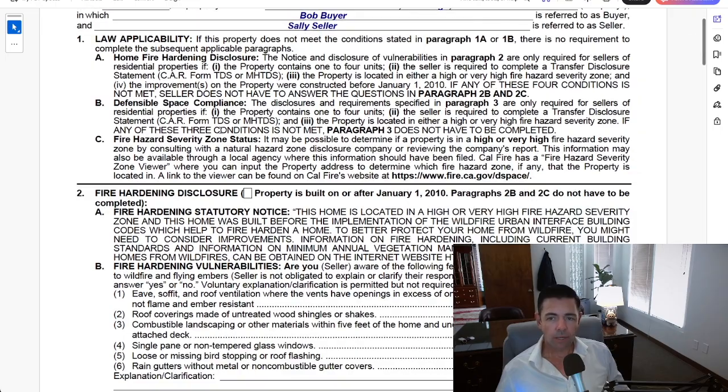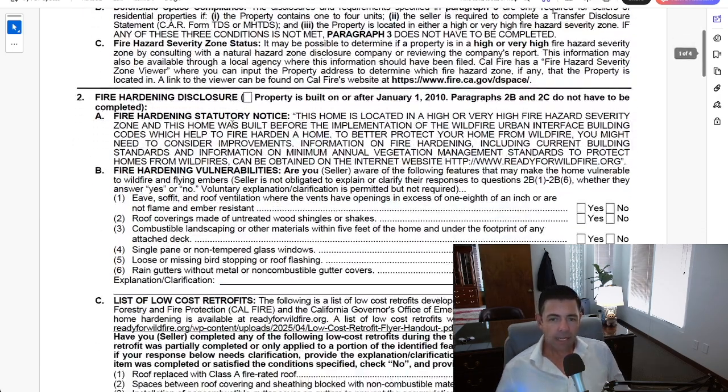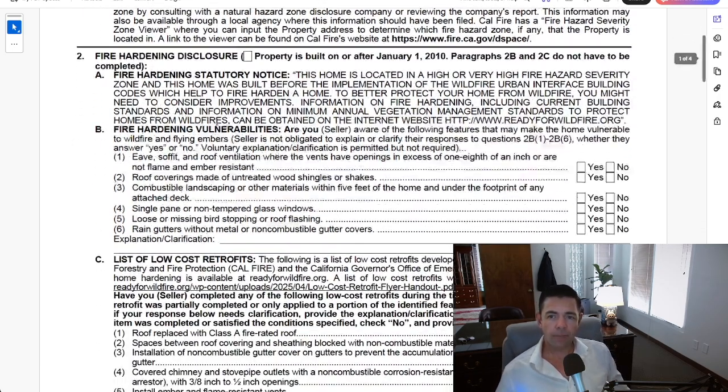Now we scroll down here. So at this point we have the 3 criteria. We know if the answer is yes to that, we're gonna have to fill something out on here. But when we get down to section 2 to actually fill this form out, there's another qualifier. Was the property built on or after January 1 of 2010?